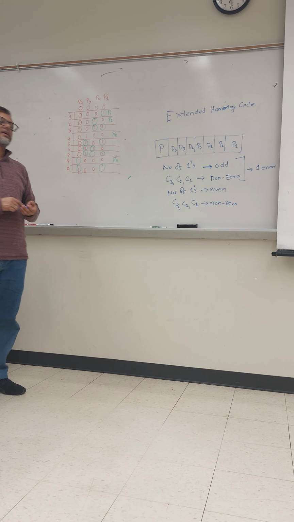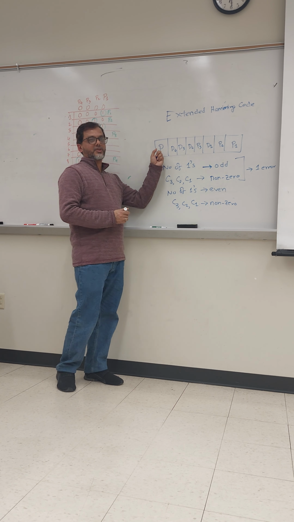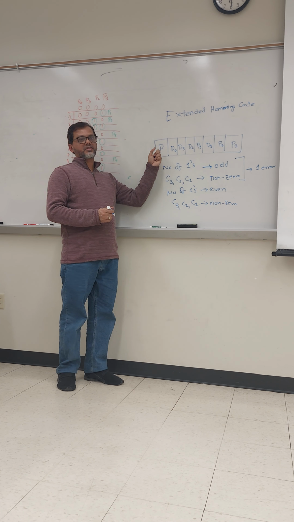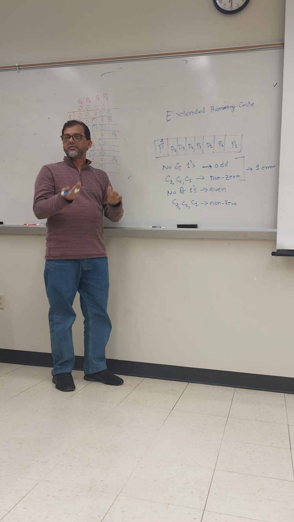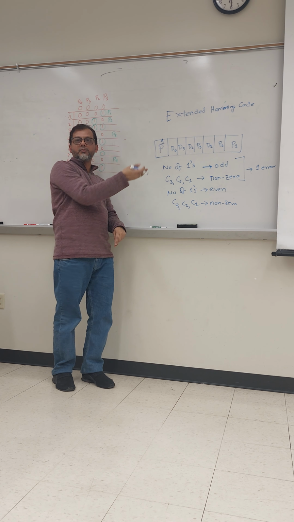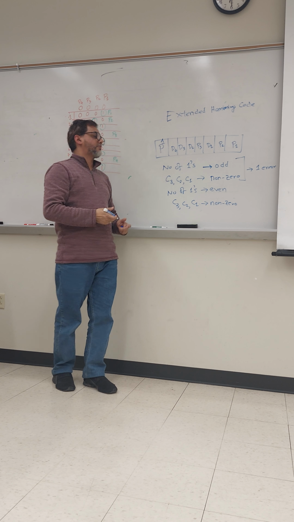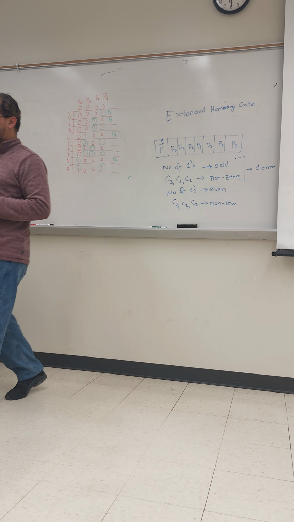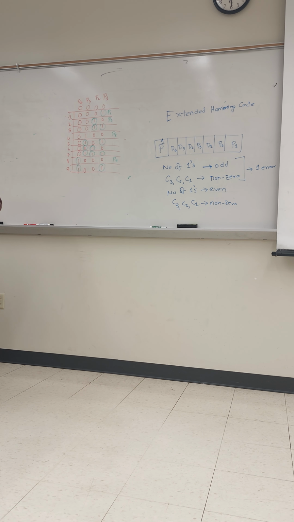Okay, another thing can happen. This is my extra bit, right? The extended Hamming code. And we put 1 to make it even. It can also be in error. It can also get flipped from 1 to 0. If that happens, we can identify it in that case.